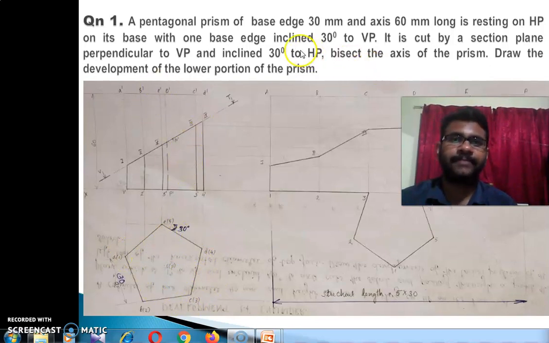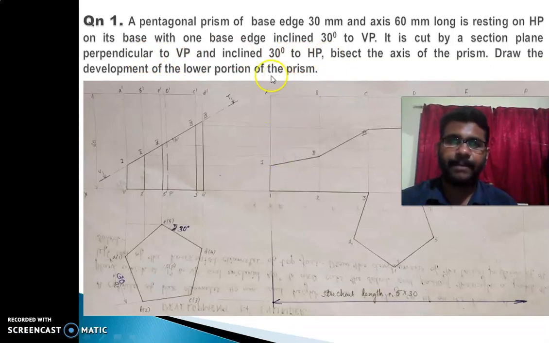Then mark the section plane, which is perpendicular to VP and inclined 30° to HP. If the section plane is perpendicular to VP and inclined 30° to HP, then it can be represented as the vertical trace VT in the front view. That section plane is inclined to the XY line, here at 30 degrees, and it bisects the axis of the prism. Bisecting means it passes through the midpoint of the axis.